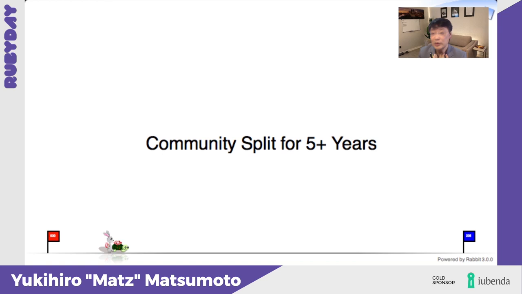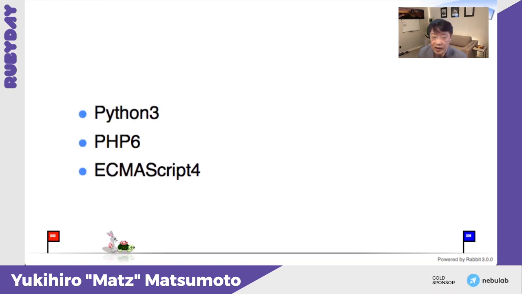A similar situation happened in other languages. We saw a community split in the Python community between Python 2 and Python 3. And in the PHP community, the core developers created a new language called PHP 6, but it was too drastic, and they lost compatibility with the previous version, PHP 5. The community did not want to follow the changes, so PHP 6 was canceled, and they started all over from PHP 7, keeping compatibility with PHP 5.